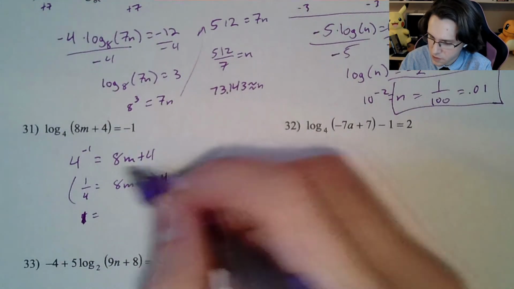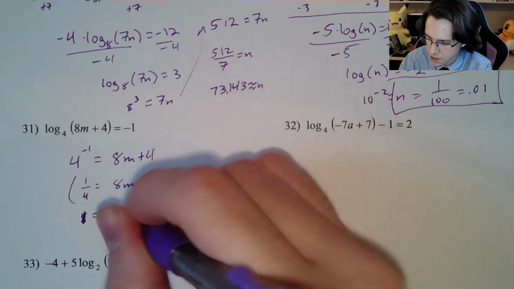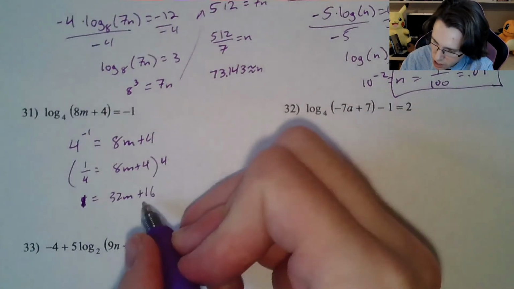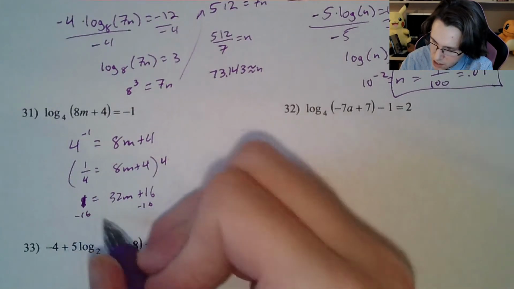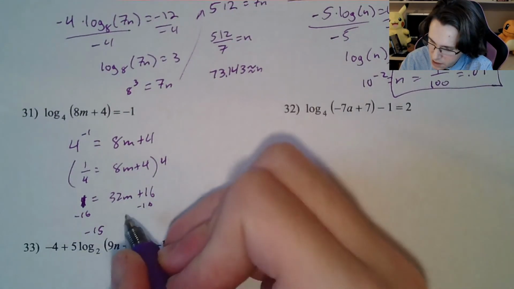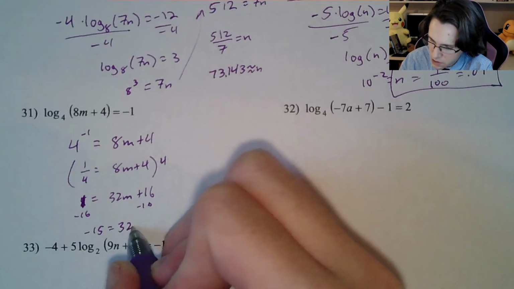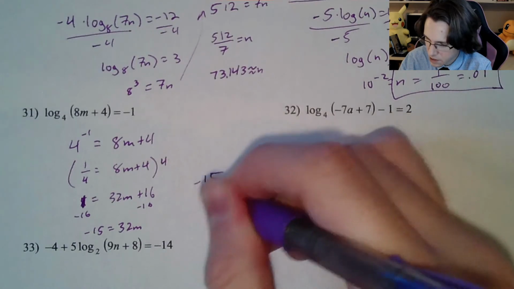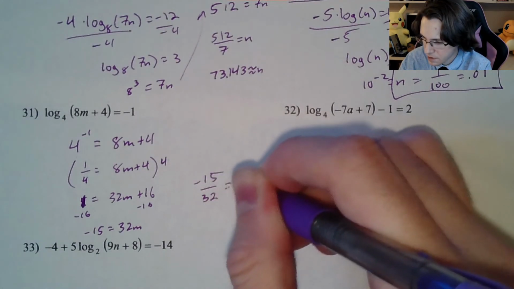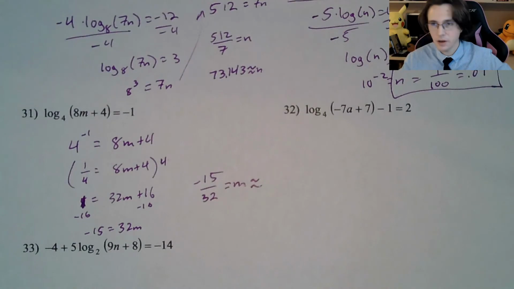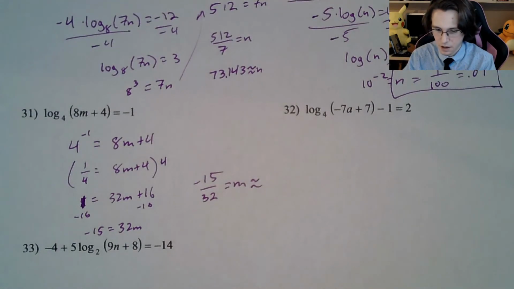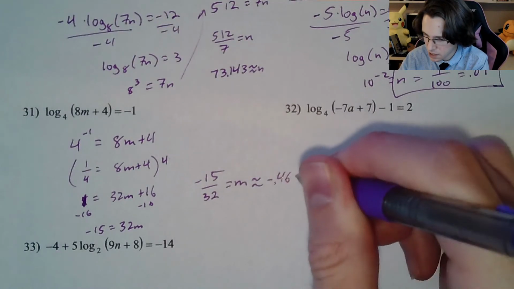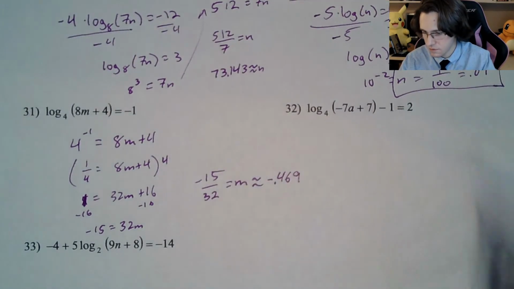4 times 1/4 is 1. This is 32m plus 16. Now we have to subtract 16 on both sides. We get -15 is equal to 32m. And then divide both sides by 32. We get -15 over 32 is equal to m. And we can approximate this in our calculator if we felt like it. -15 divided by 32 is -0.469 if you round it.